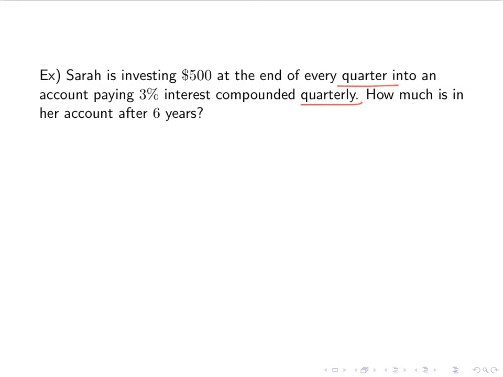So the first thing we have to decide is which of those 4 equations we're using. So it's at the end of every quarter, so it's ordinary annuity. And we want to know how much is in her account after 6 years. That's the future amount. So we're looking for ordinary annuity, solving for S, and that's the first equation, the top left.